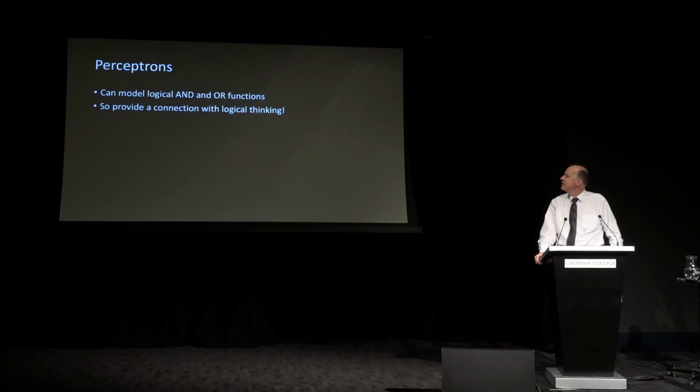And I'll just pick out one. You can easily show that this can model logical ands and ors, and nots, actually. So that's great. That means you can model all of logic, doesn't it? So that's a fantastic sort of discovery. It means that the unit of operation in your virtual brain is able to completely model all logical thinking that you could possibly think of. You can imagine that there was some excitement at this point.